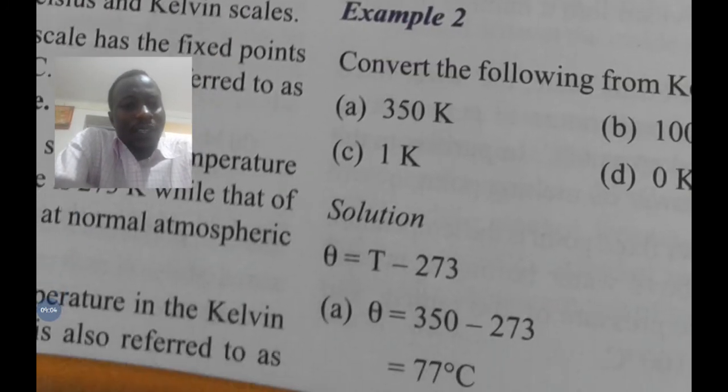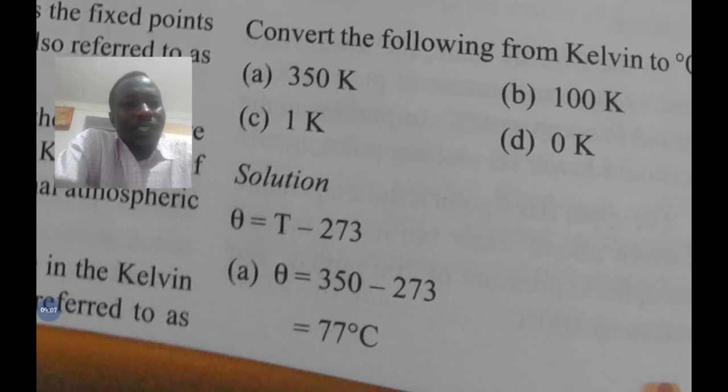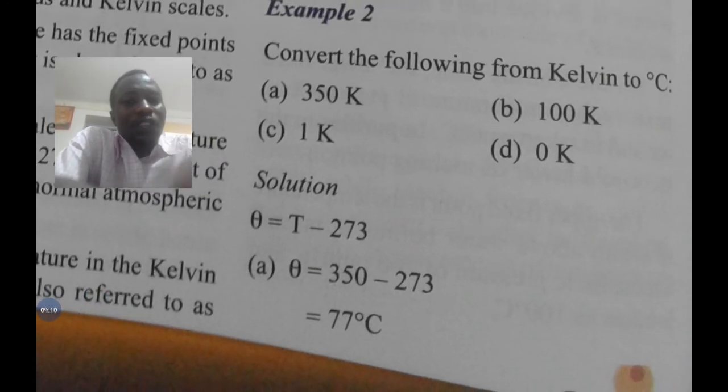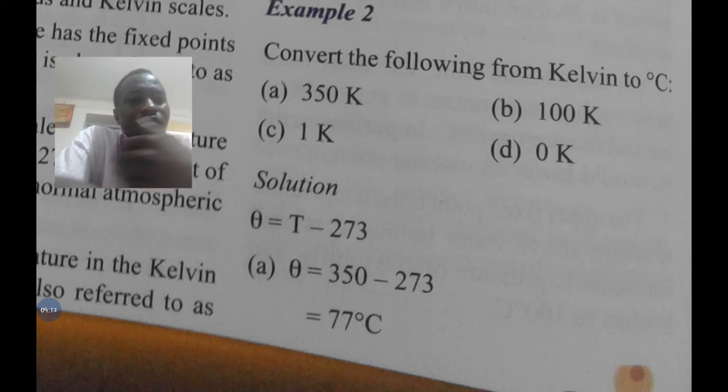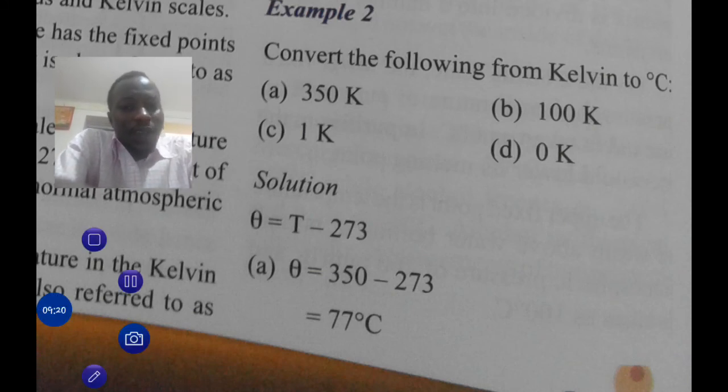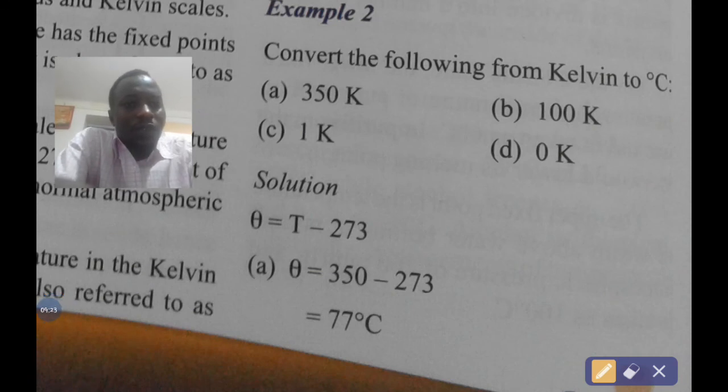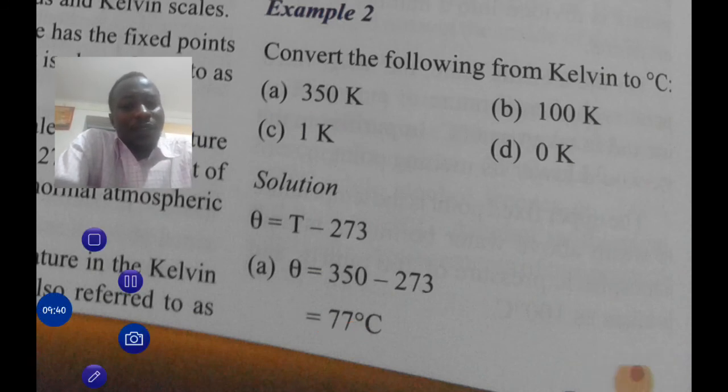If you want to convert, let's say, Kelvin to degrees C, as in example 2. So I said when we are converting from Kelvin to degrees C, you need to subtract the constant, which is 273. So if you look at number A, for example, for us to convert 350 Kelvin to degrees C, we will simply take that 350, subtract the constant 273 from it, and then you will get 77. So 77 will be the temperature in degrees C converted from 350 Kelvin.